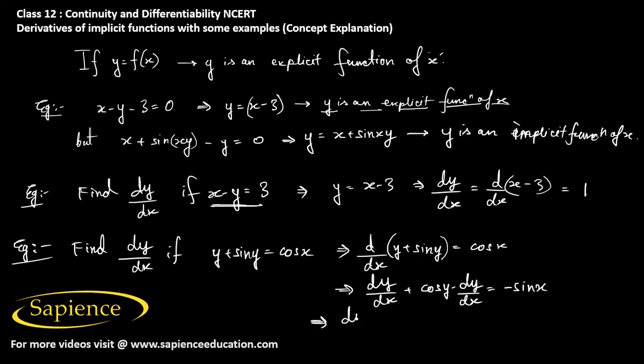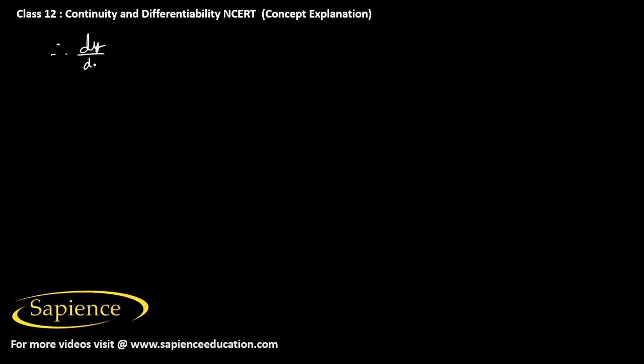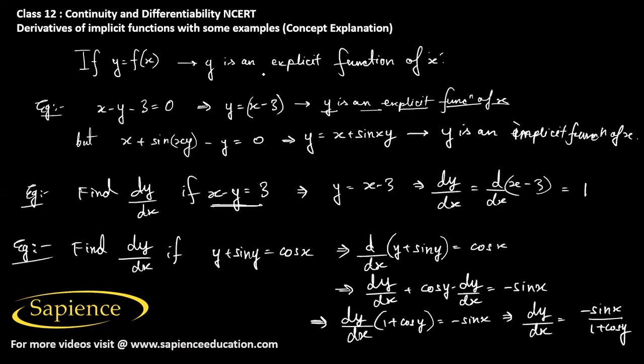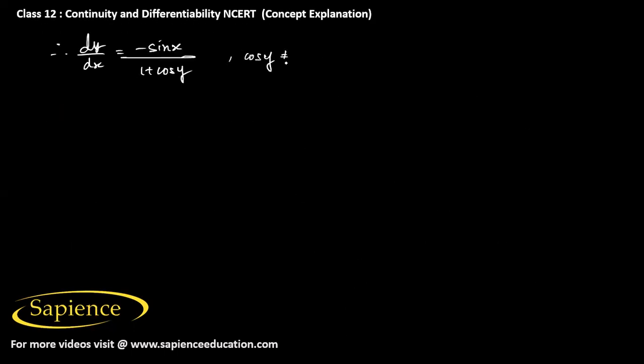Then we can write dy by dx into 1 plus cos y equal to minus sine x. So dy by dx equals minus sine x by 1 plus cos y. Here cos y should not be equal to minus 1, so it means that y should not be equal to 2n plus 1 pi, where n belongs to Z.